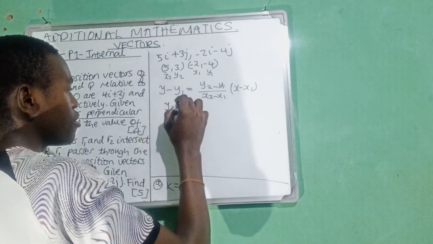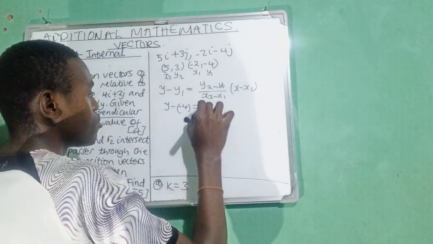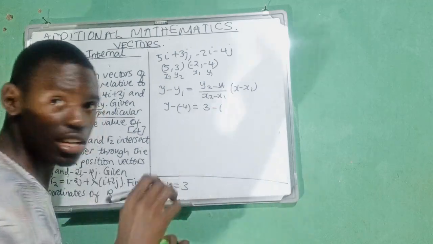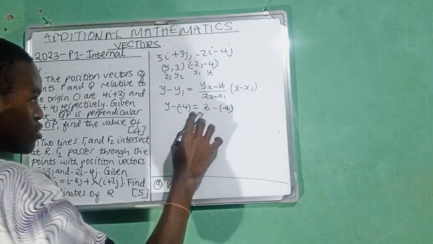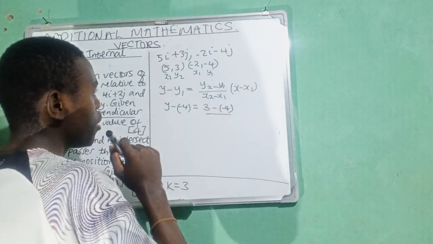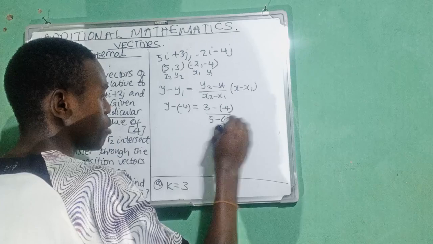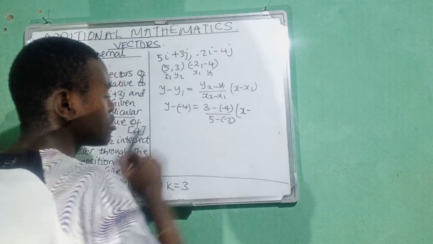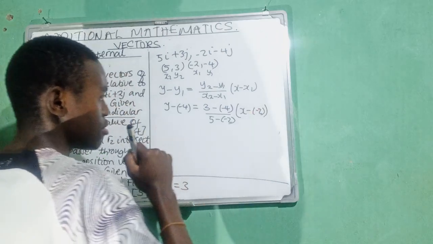So y minus your y1, which is negative 4, is equal to your y2, which is positive 3, minus your y1, which is negative 4. Anything that is negative, make sure to put it in parentheses. So 3 minus (negative 4). Then x2, which is 5, minus x1, which is negative 2, also in parentheses. Then multiply by x minus x1, where x1 is negative 2, in parentheses.